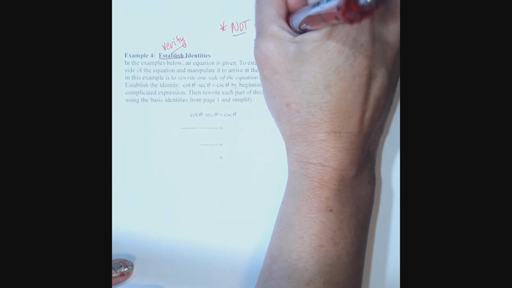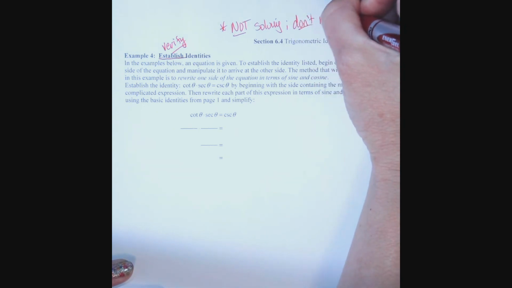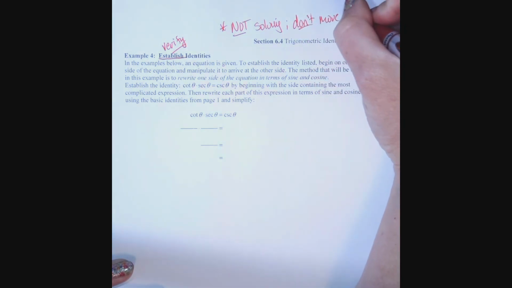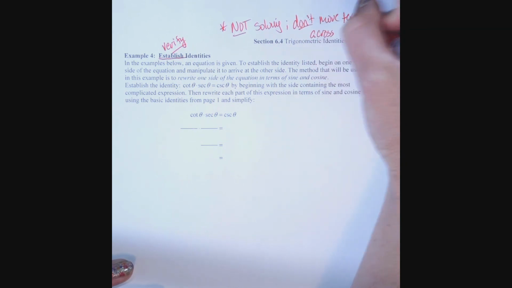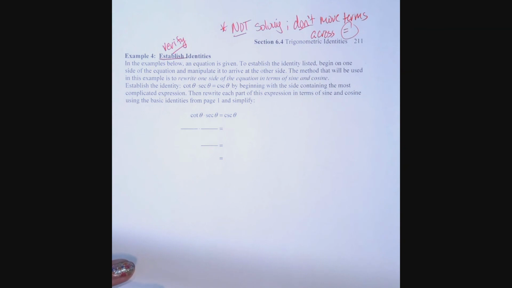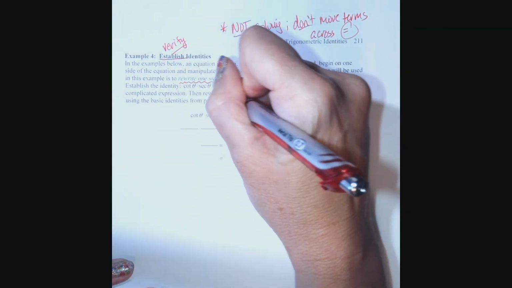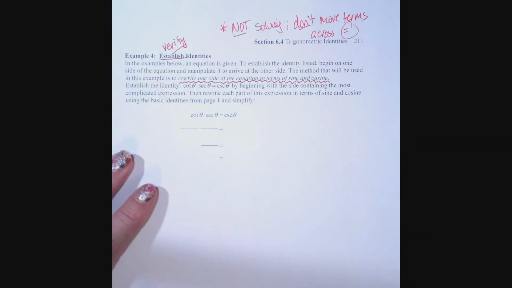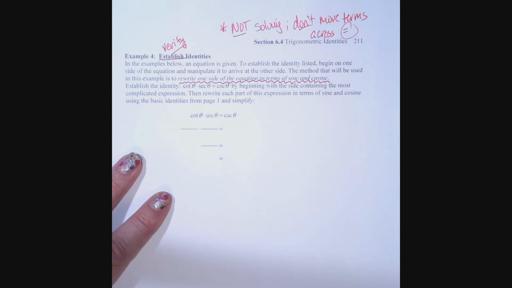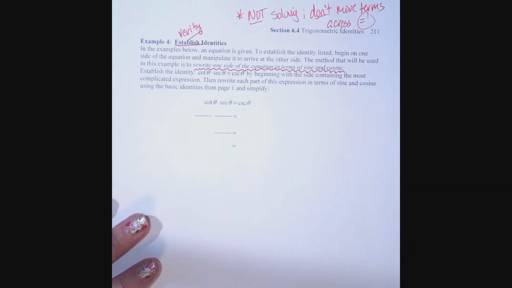It is not solving. You don't move things back and forth across the equal sign. Don't move terms across the equal sign. Okay? You're not solving. The method you're going to use here is to rewrite one side in terms of sine and cosine. So putting things in terms of sine and cosine is a great plan of attack for verifying identities.